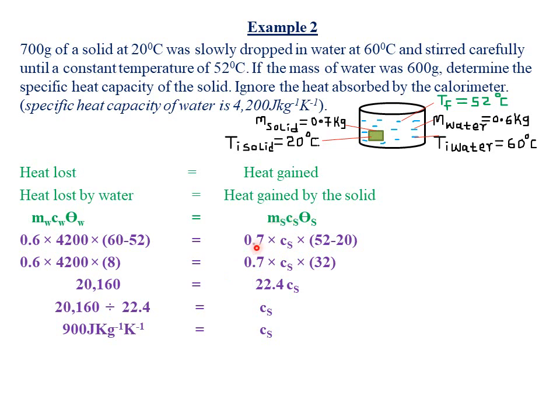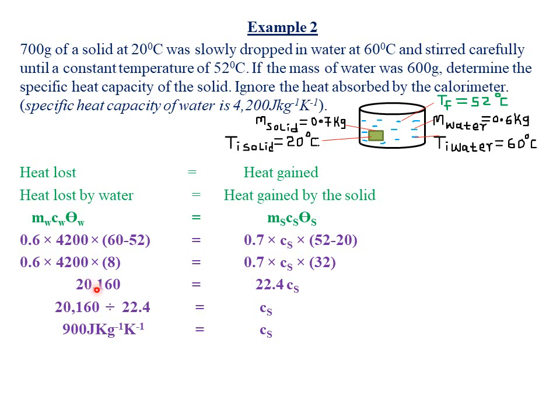So mass of the solid is 0.7 kg from here, multiplied by specific heat capacity for the solid, which is C solid, multiplied by the change in temperature for the solid. We simply take the initial temperature for the solid and subtract it from the common final temperature of the mixture. So 52 minus 20 will give us a temperature change of 32. So 0.7 multiplied by 32 will give 22.4, then multiplied by specific heat capacity for the solid.